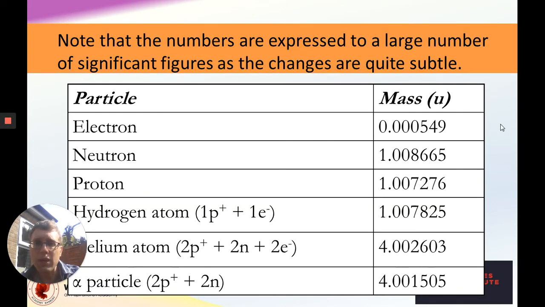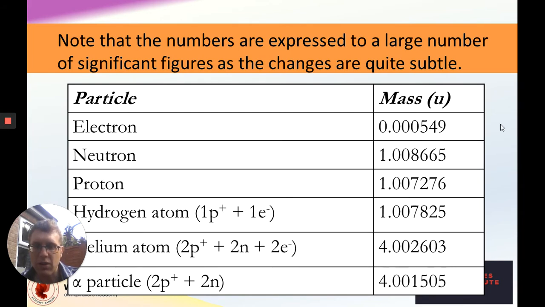So what you have here are some mass values for different subatomic particles, and what we're doing is measuring them in atomic mass units, u. Originally, the atomic mass unit was the mass of a proton, but you can see the mass of a proton isn't exactly 1 u. We're dealing with quite a lot of significant figures here because there are going to be very, very small changes. We've got your electron, neutron, and proton.